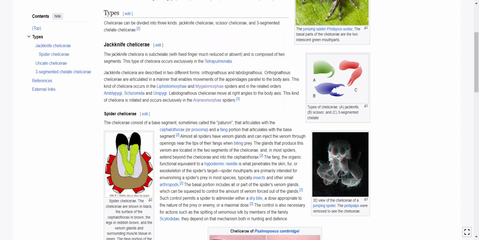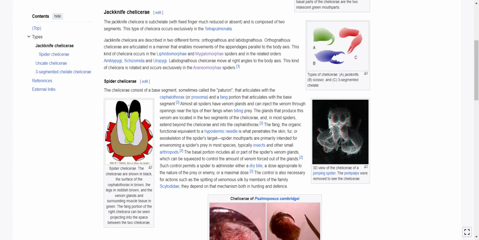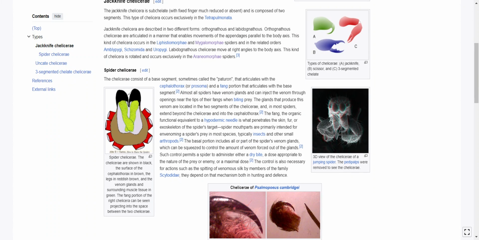So starting over, the chelicerae consists of a base segment, sometimes called the paturon, that articulates with the cephalothorax or prosoma, and a fang portion that articulates with the base segment. Almost all spiders have venom glands and can inject the venom through openings near the tips of their fangs when biting prey. The glands that produce this venom are located in the two segments of the chelicerae and, in most spiders, extend beyond the chelicerae.